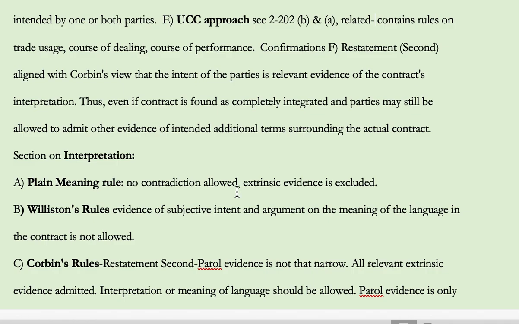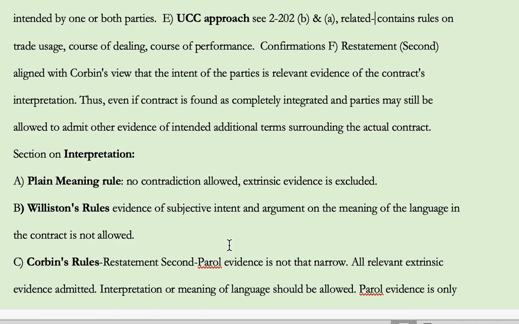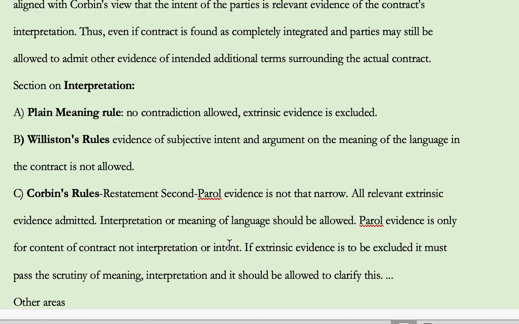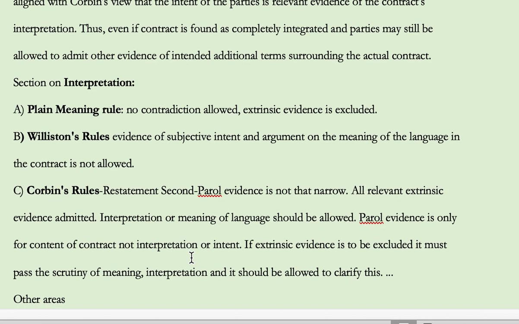So basically, Williston's saying in most cases evidence of subjective intent of the parties and the meaning of the language that's in the contract is not allowed. Under Corbin's rules and Restatement Second, which is a more modern approach, all relevant extrinsic evidence is admitted, okay? So parol evidence is for the content of the contract, not for the interpretation of the intent.